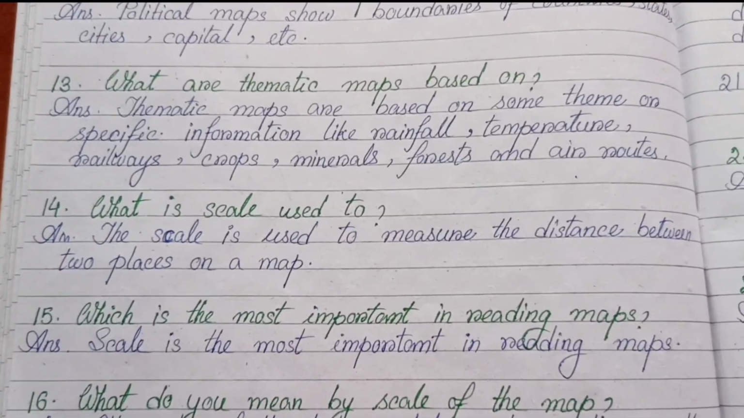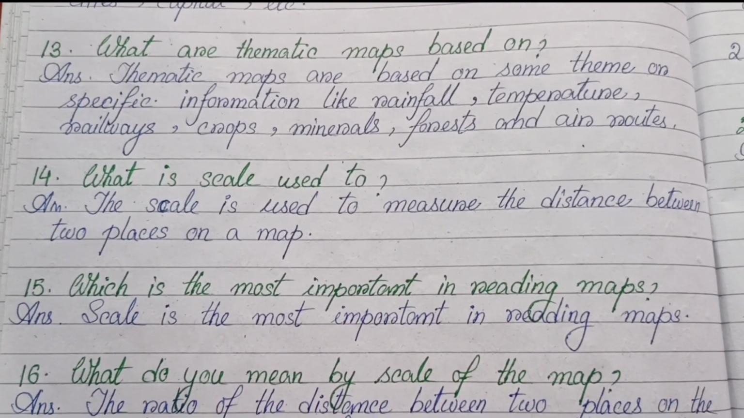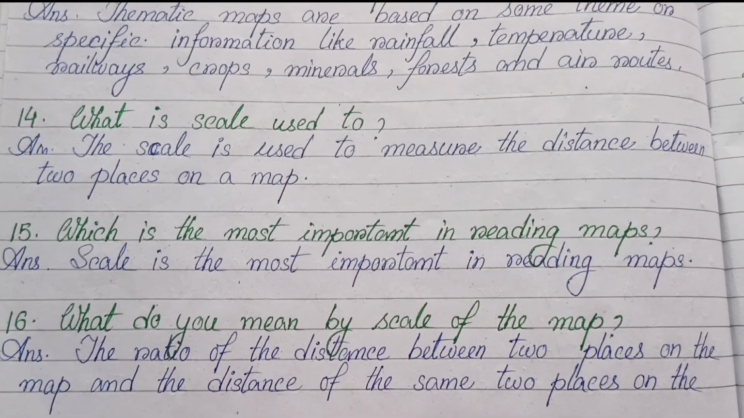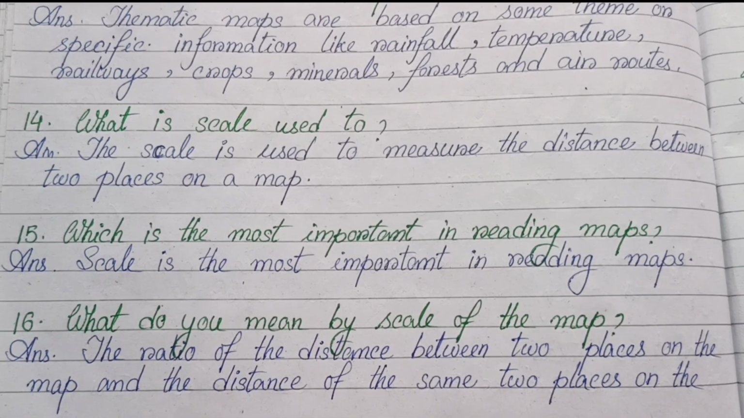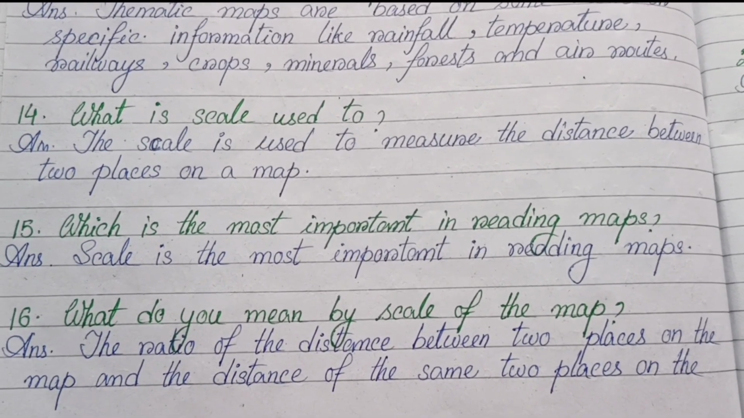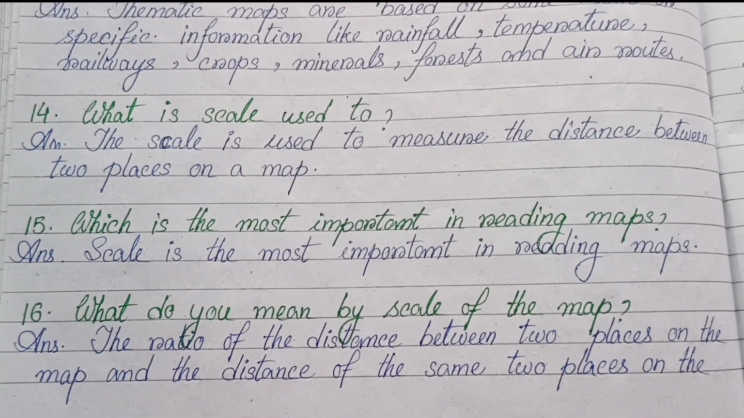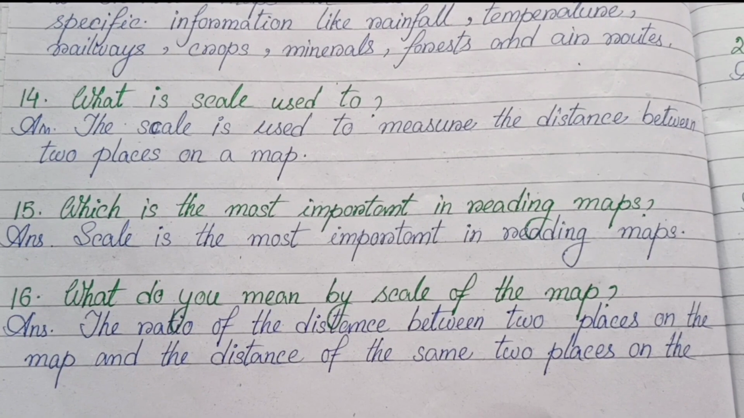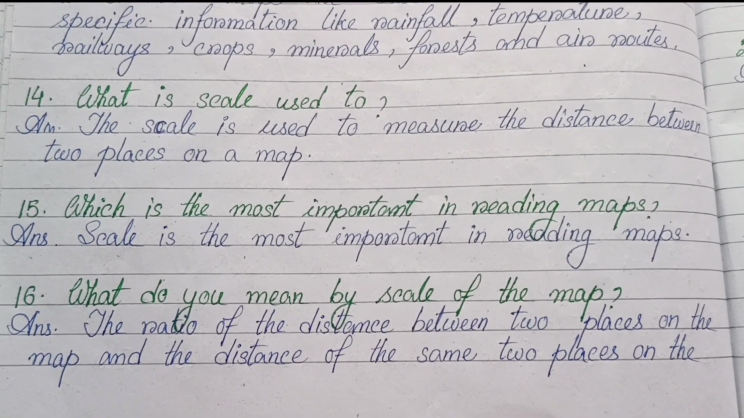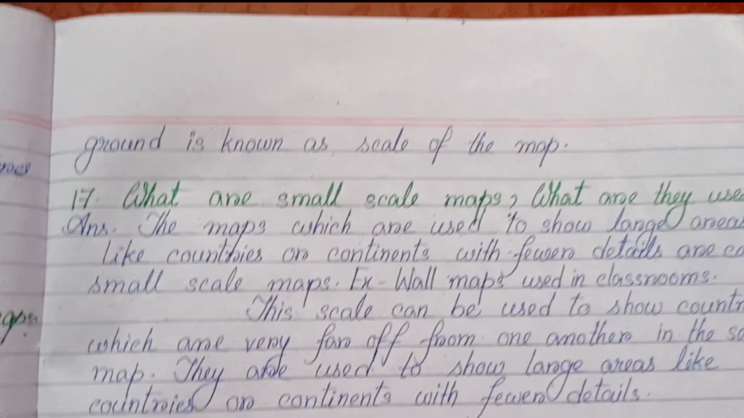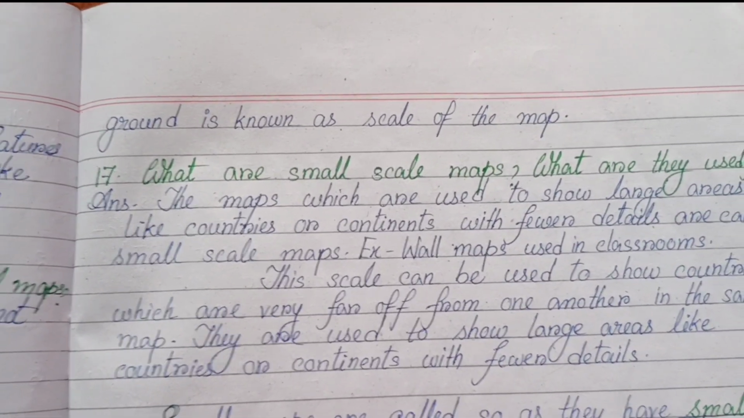Number 14, what is scale used for? The scale is used to measure the distance between two places on a map. Number 15, what is the most important in reading maps? Scale is the most important in reading maps. Number 16, what do you mean by scale of the map? The ratio of the distance between two places on the map and the distance of the same two places on the ground is known as scale of the map.